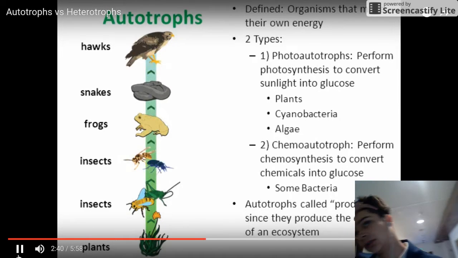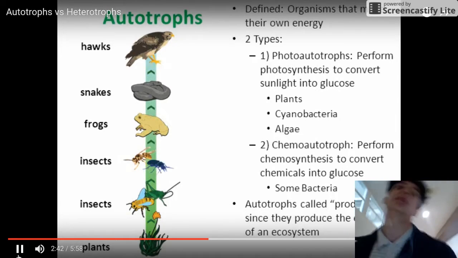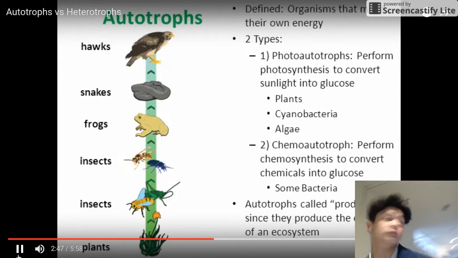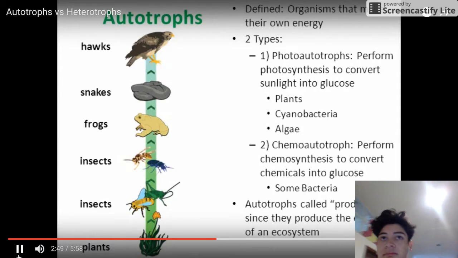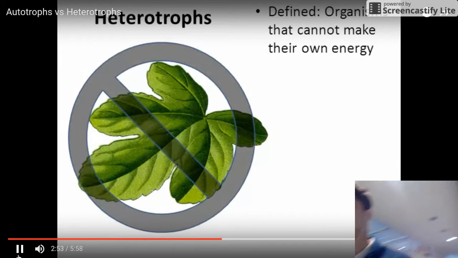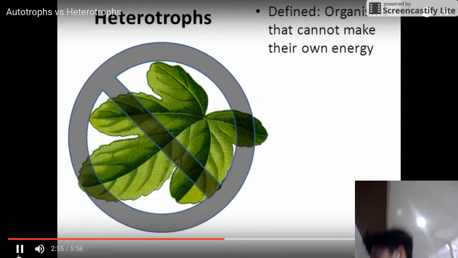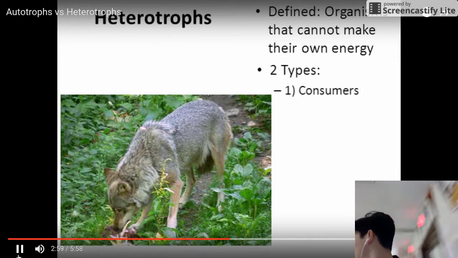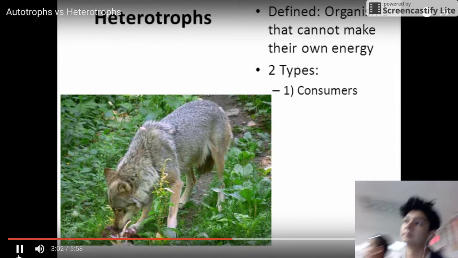And you can see that the plants are at the bottom, then the insects, so that energy is up in the chain. What about the heterotrophs? So the heterotrophs are kind of just the opposite. These are organisms that cannot make their own energy. So they find ways to get energy from other things.